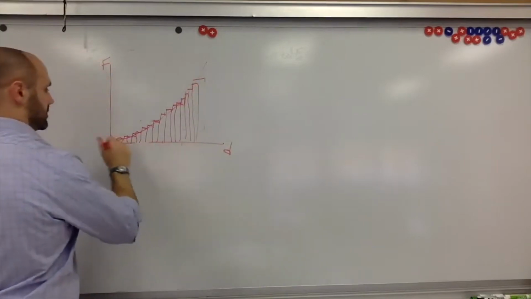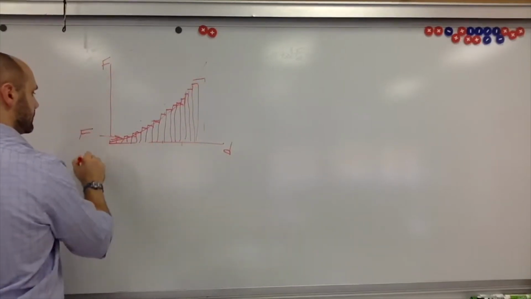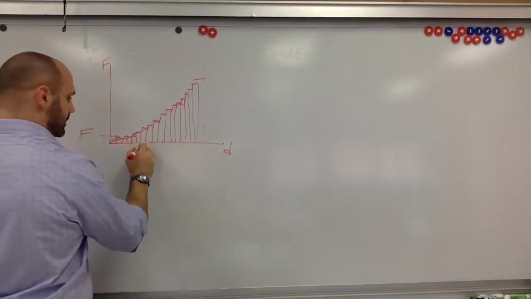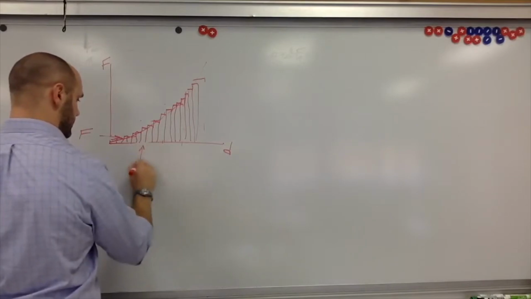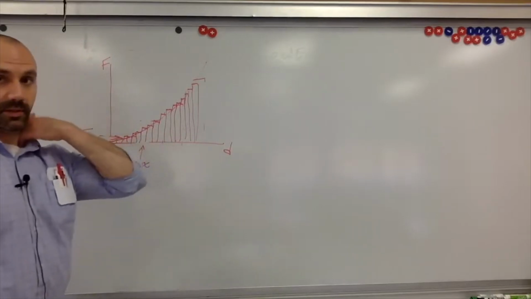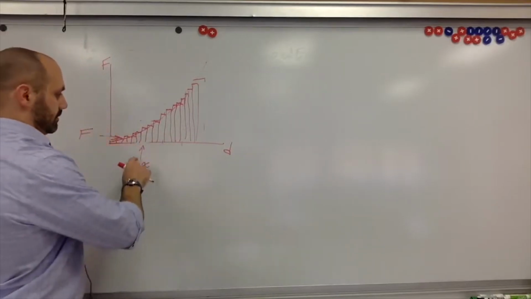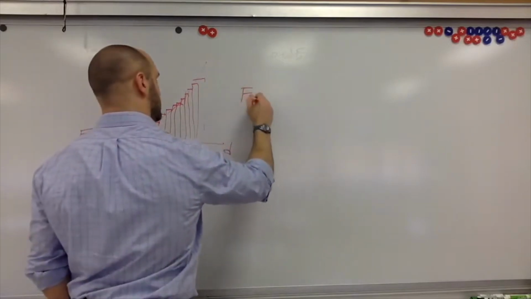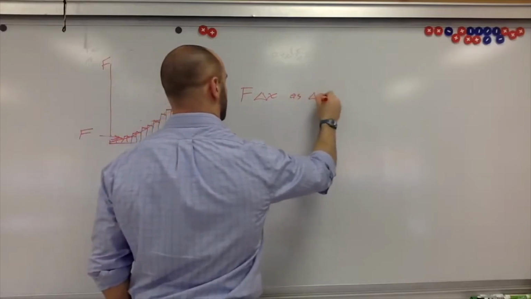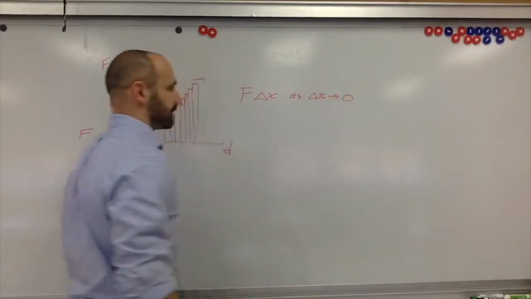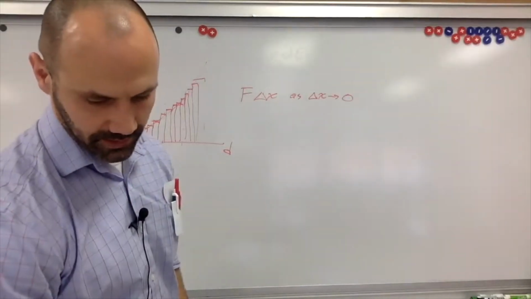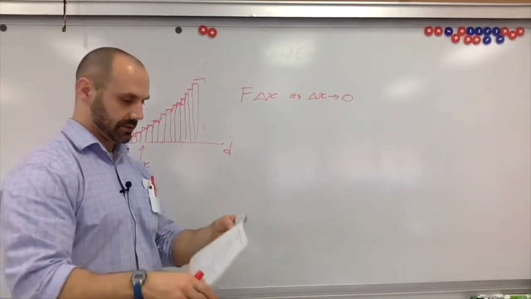And what is this? This is force, right? Force, which is a function of the displacement. And this right here is delta x. In order to get the best approximation, I want to take the limit of force times delta x, but as delta x gets closer and closer to 0. Right. So I'm looking at a limit, and this is covering all of these things.